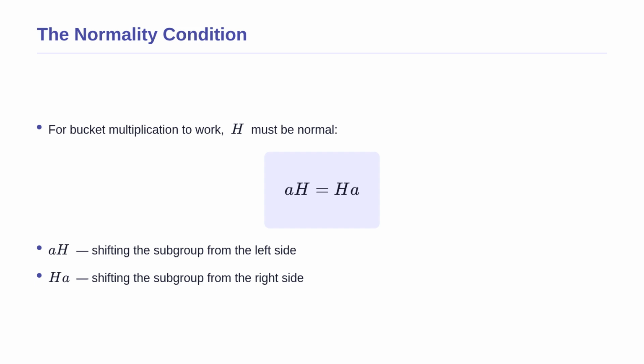Imagine picking a different shirt to represent the darks pile, and suddenly the result of combining piles changes. Normality guarantees that no matter which specific item we pick from a bucket to represent it, the final combined bucket will always be exactly the same.